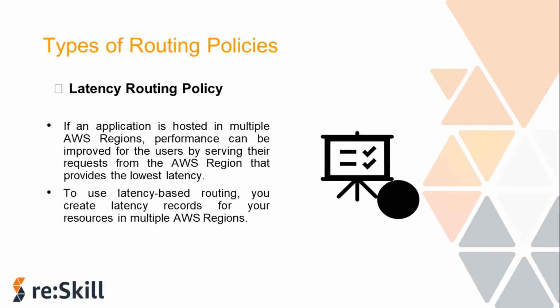The next policy that we have is the latency-based routing policy. Just like the name says, if an application is hosted in multiple AWS regions, performance can be improved for the users by serving the request from the AWS region that provides the lowest latency. Basically, the request will be served through the nearest location, so that the latency is reduced and the users are able to see the content faster. So let me show you how we configure this one on the console.